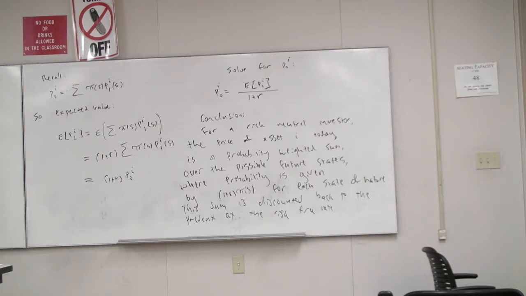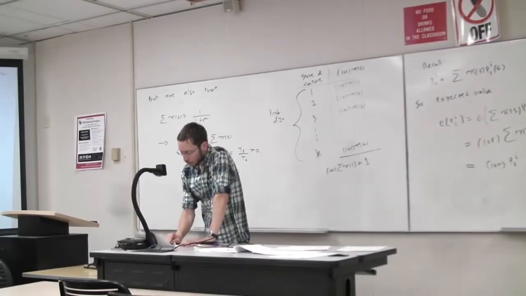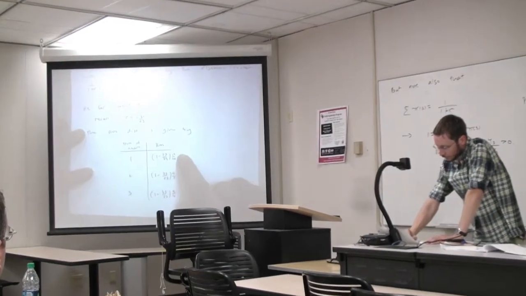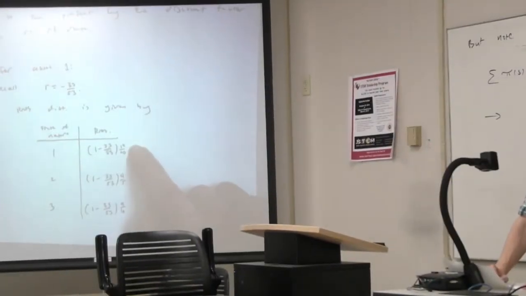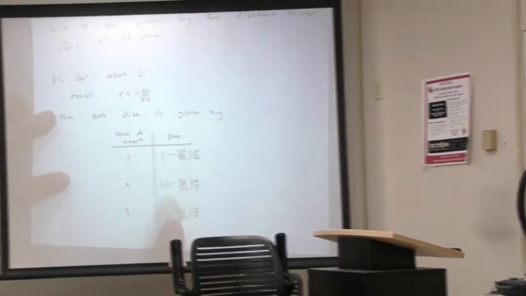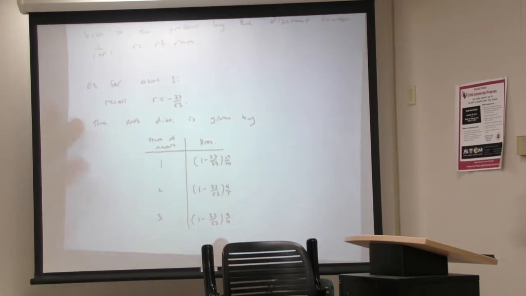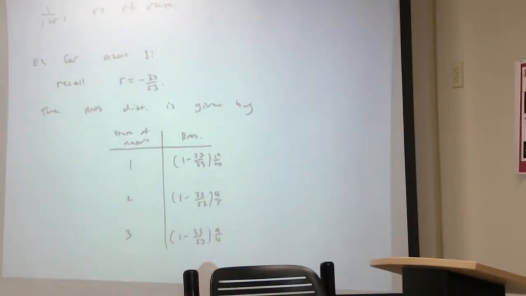Here's our states of nature, 1, 2, and 3. And we know that the probability associated with each state of nature is going to be this 1 plus r, in this case r was negative, times the arrow price for that security. So these are now probabilities, right? They are values between 0 and 1, and they add to 1.